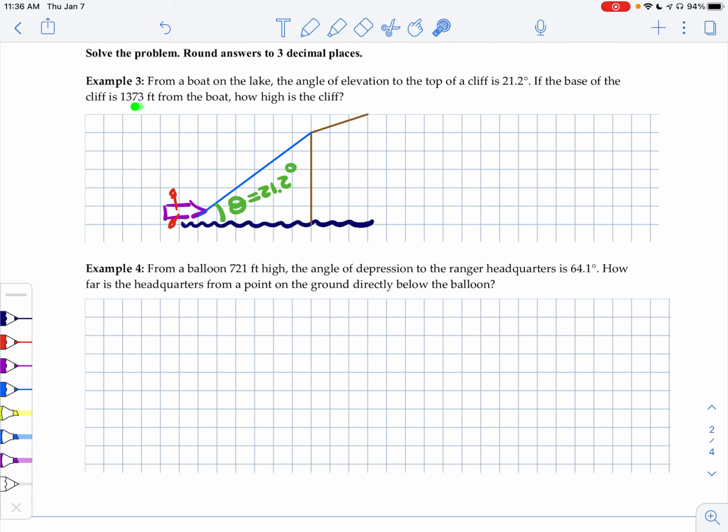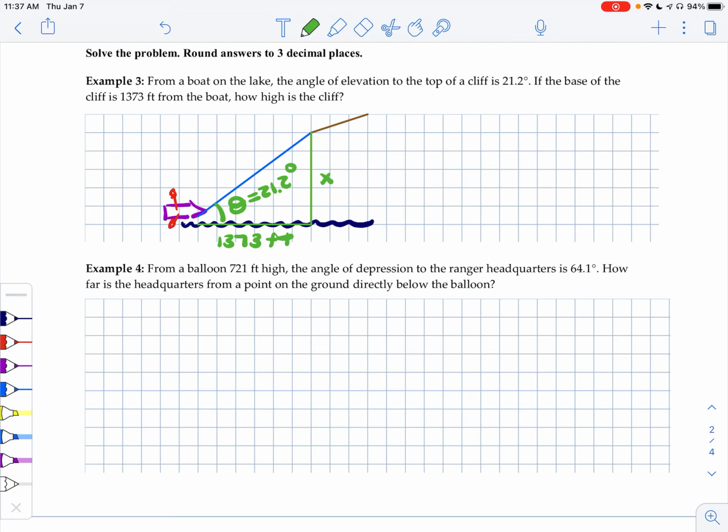It also tells us that the base of the cliff is 1,373 feet from the boat, which means this distance right here from the boat to the base of the cliff is 1,373 feet. And what we want to find is how high the cliff is. So we are looking for this height. I'm going to just call it x.